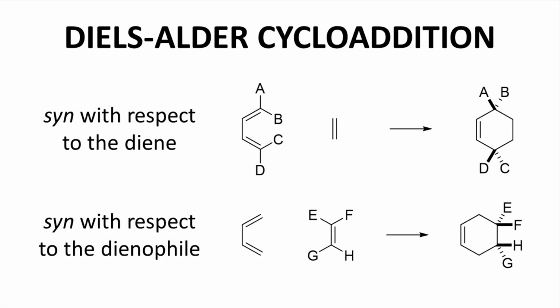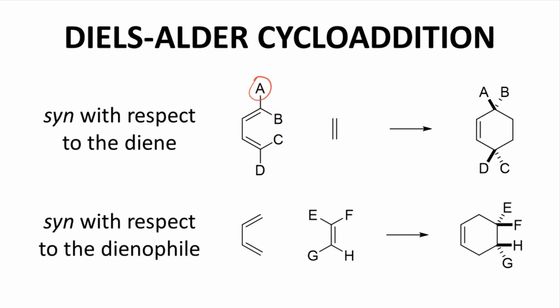Now we are at the Diels-Alder cycloaddition. The Diels-Alder has stereochemistry all over it because you form several new tetrahedral centers. Let's start by looking at the diene. When the dienophile adds, this is an addition after all, to the diene, the orientation of the groups on the end of the diene are predictable.